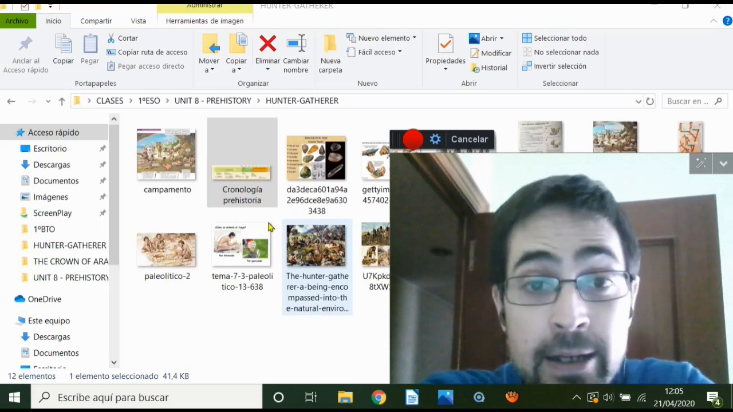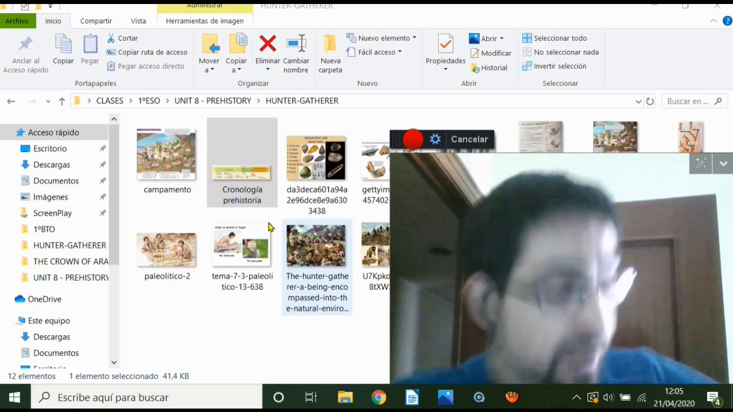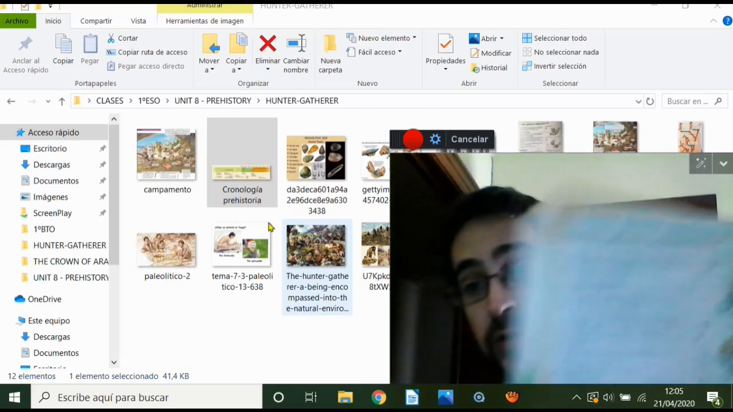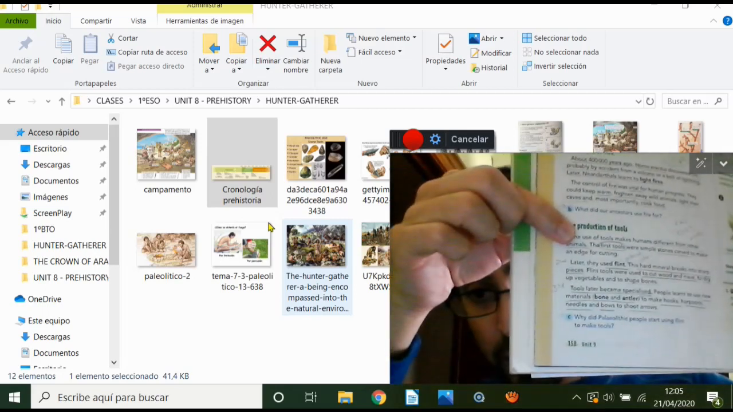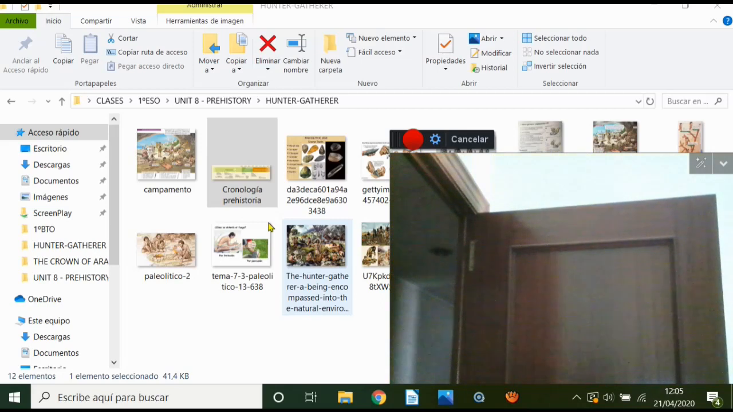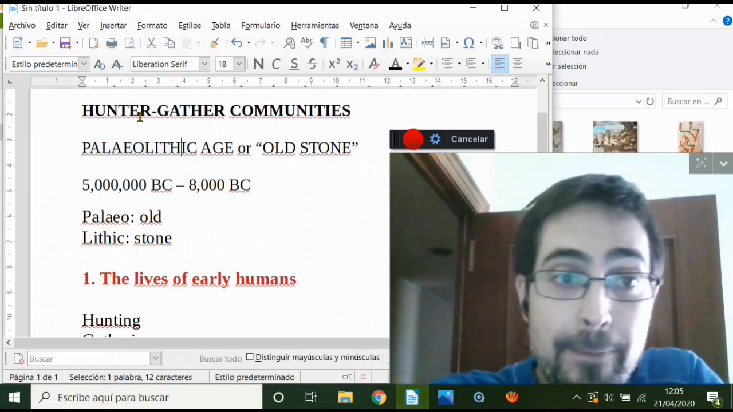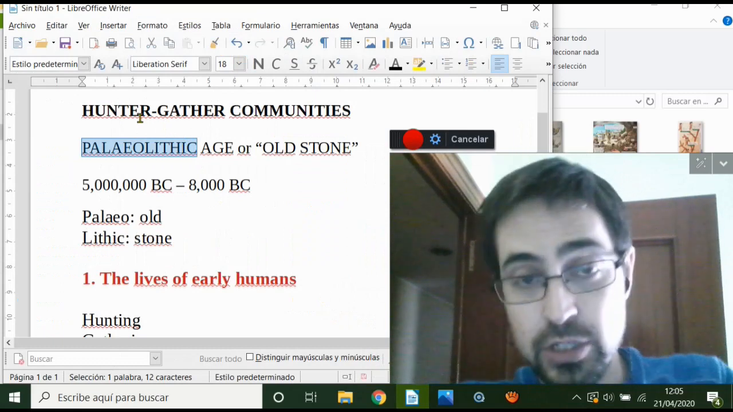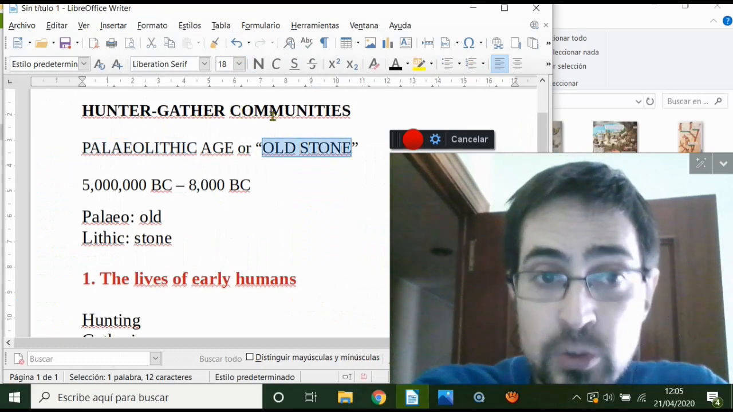Okay. We're going to start with the topic today, that is hunter and gatherer communities. This is that poem in page 158. Okay? So, we're going to study this poem that corresponds exactly with the Paleolithic Age, or also called the Old Stone.